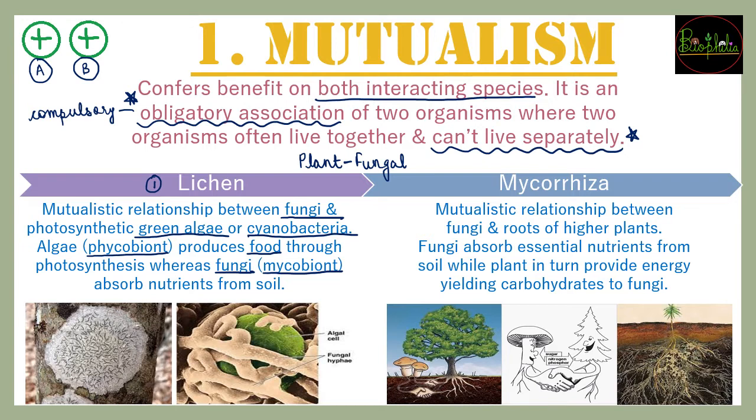Second, the plant-fungal relationship is going to be in mycorrhiza, which is an association between the fungus and the roots of higher plants. So the fungus is going to absorb the essential nutrients, and the roots of the higher plant are going to give energy in the form of carbohydrates. So one brings the nutrients and in return, energy in the form of carbohydrates is provided to the fungus. So it is a give and take relationship in mutualism.